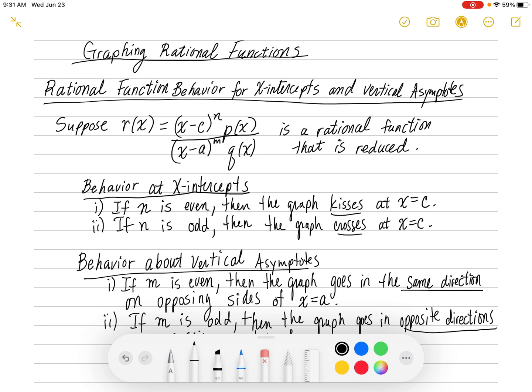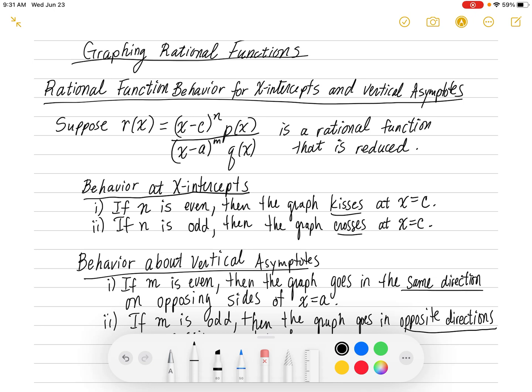We want to go on to section 4.3. 4.3 is about graphing rational functions. So we've already done some analysis of rational functions, like finding vertical asymptotes, horizontal asymptotes, x-intercepts and y-intercepts. I want to continue our analysis and then be able to graph these. There's a lot of complexity in graphing them, so we're kind of building things up.